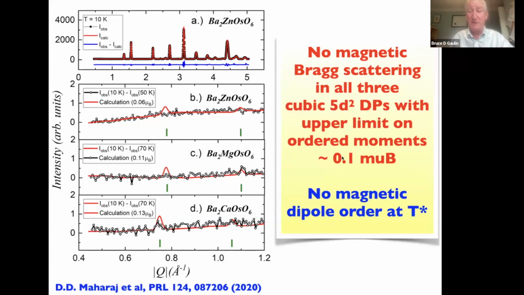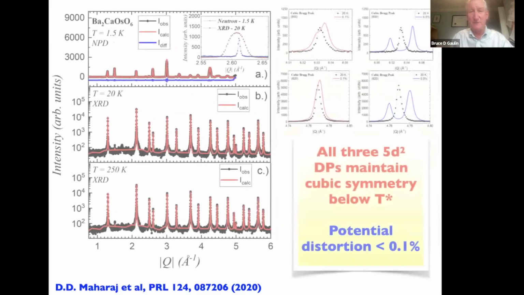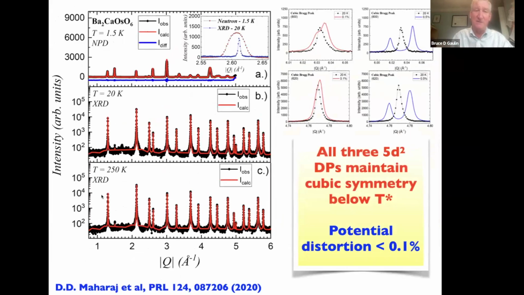Anyway, the net result of all that is that there are no magnetic Bragg peaks present, and so our conclusion is that despite the fact that we can see these internal magnetic fields with μSR, and we can see this inelastic feature with inelastic neutron scattering, there's no magnetic dipole order present at T star. Okay, and then this is just showing for one of these systems, how well cubic symmetry is preserved down to low temperatures, and you'll see why that's important in just a minute or two.